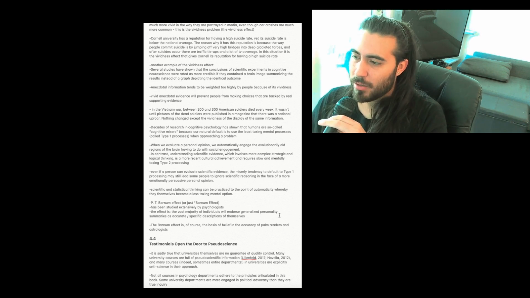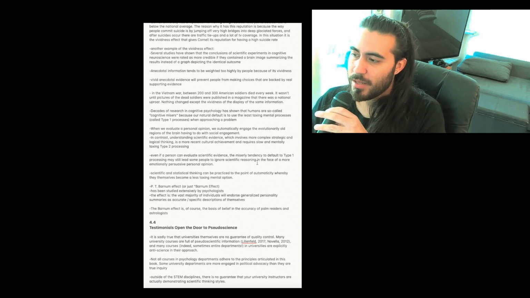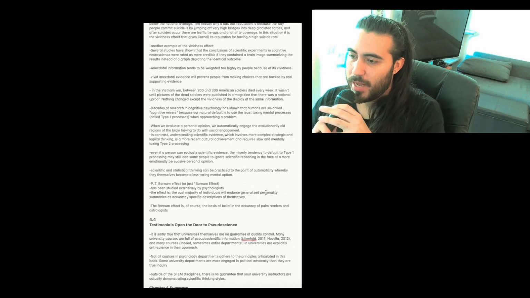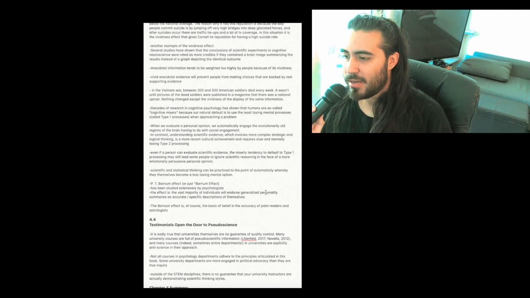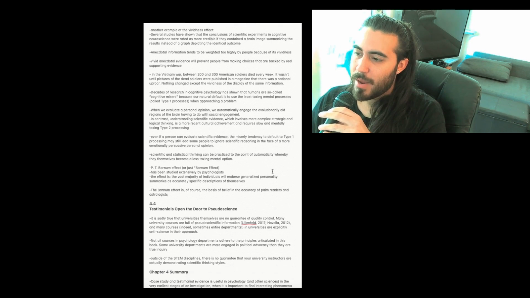Decades of research in cognitive psychology has shown that humans are so-called cognitive misers because our natural default is to use the least taxing mental processes, called type 1 processes, when approaching a problem. When we evaluate a personal opinion, we automatically engage the evolutionary old regions of the brain having to do with social engagement. In contrast, understanding scientific evidence, which involves more complex strategic and logical thinking, is a more recent cultural achievement and requires slow and mentally taxing type 2 processing.